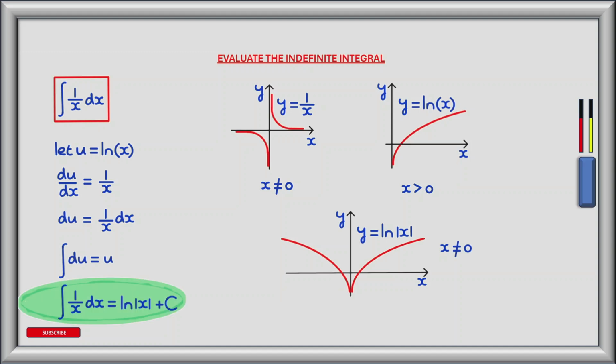So the integral of 1 over x dx is equal to the natural log of the absolute value of x plus a constant of integration c.